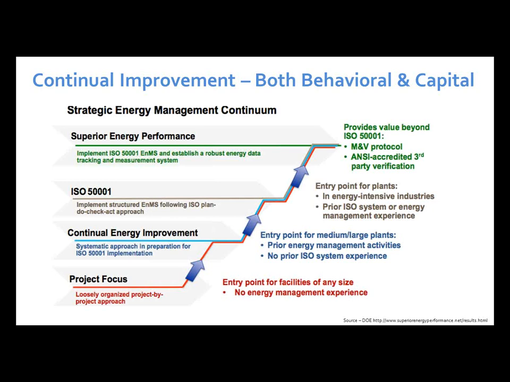They're forgotten, and the efficiencies that we think we installed into these various processes, such as compressors, boilers, HVAC, go away. So we have continual improvement programs, ISO 50001, and Superior Energy Performance, each one having a little more difficult, a little more challenging step in analysis, adding both behavioral and the project focus together.